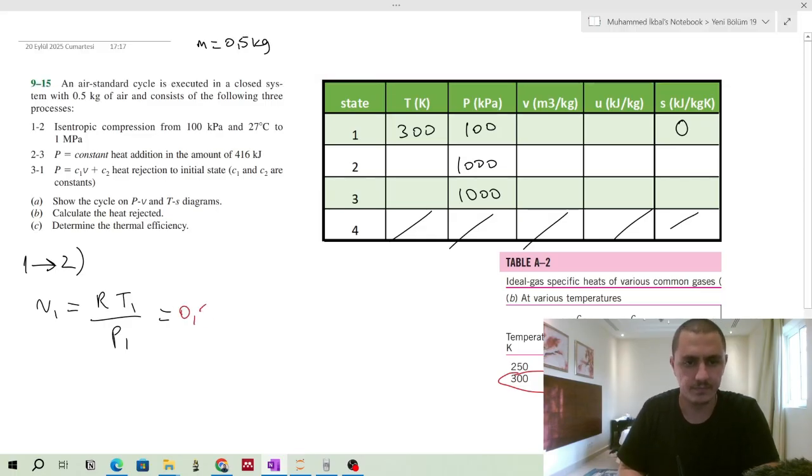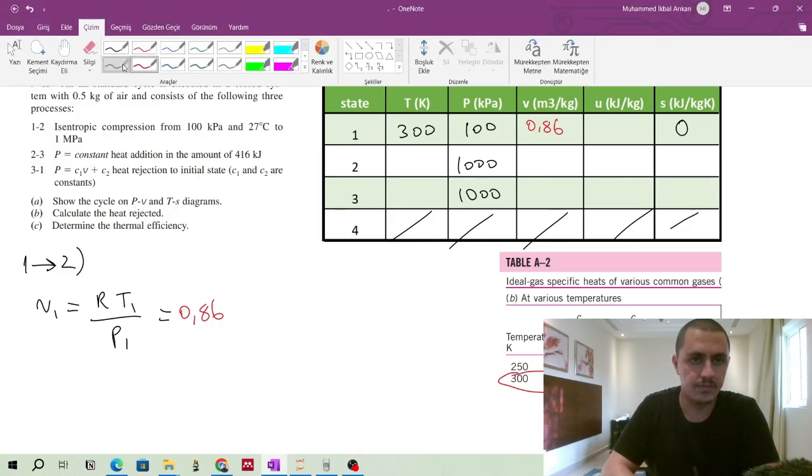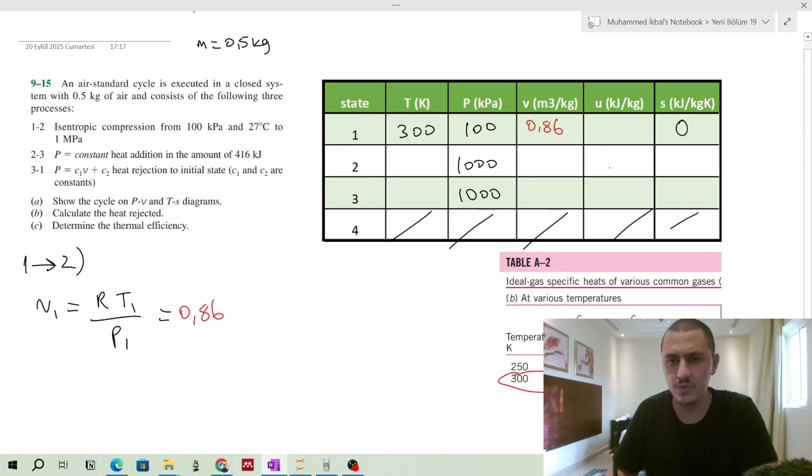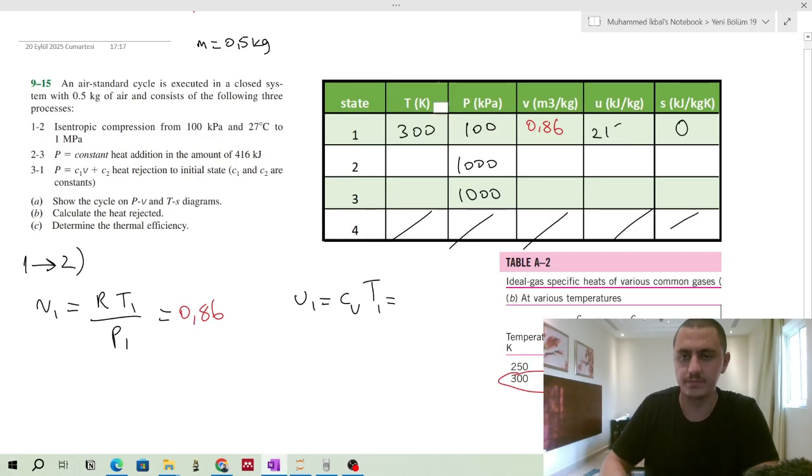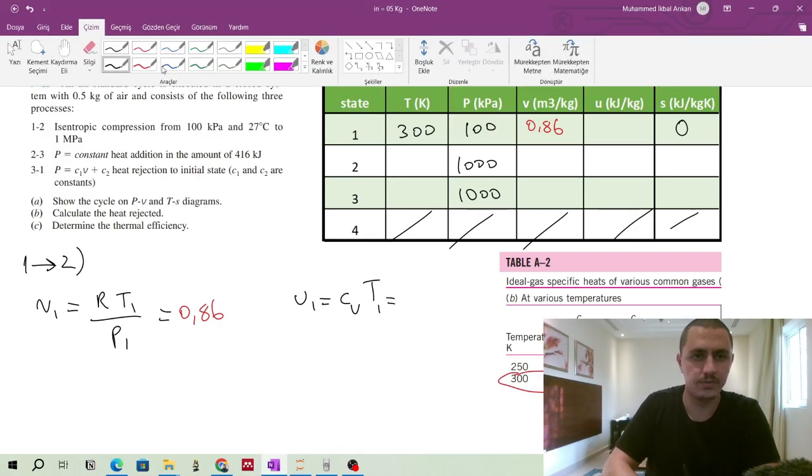So you will get 0.86. Actually, u values you can find by Cv T. Cv T is equal to u, so you can find them like this: Cv T1. And Cv values will be based on room temperature values, so this one times temperature, you can easily get this value. Let's use red color.